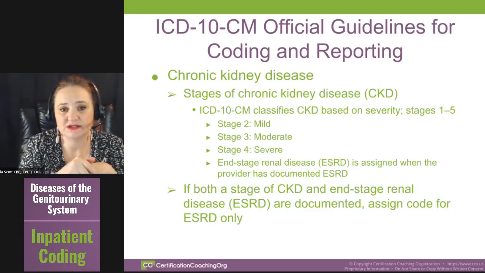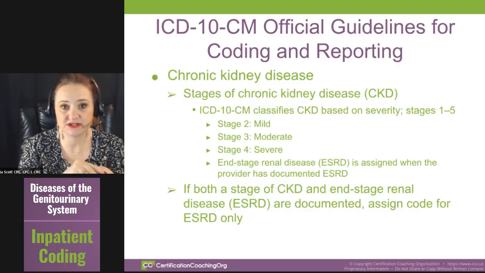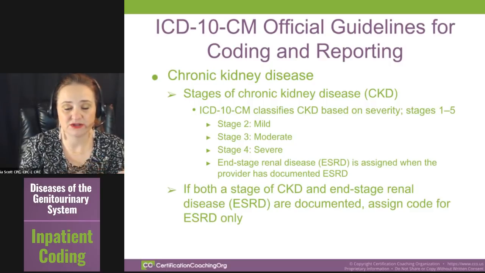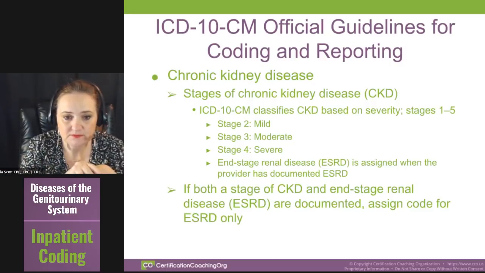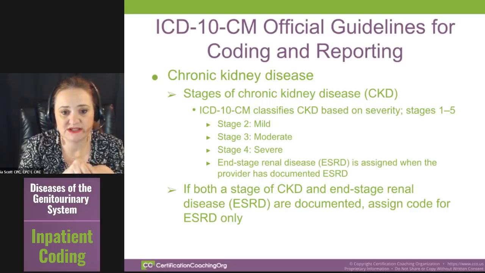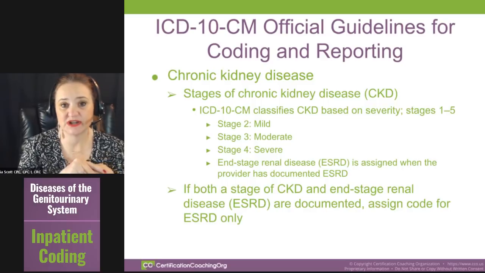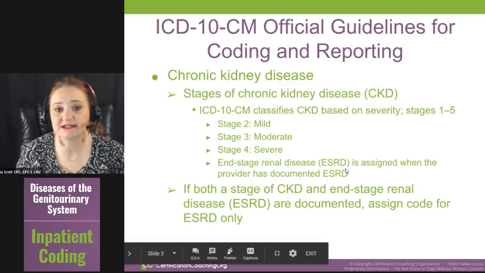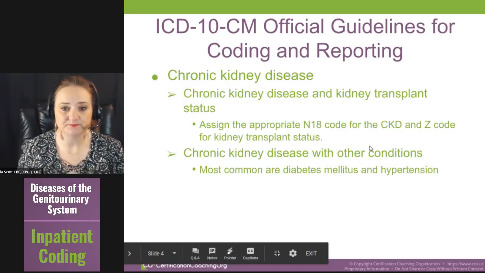Whenever you see a code that starts with an N, remember nephrology. It's going to have something to do with the kidneys in the genitourinary system, not the gynecological part. End-stage renal disease, ESRD, has a code for itself. I think it's N18.5. A person that's an ESRD patient will be on dialysis, so you'll have a status code for dialysis. Again, that's a classic testing question, so be aware of that.